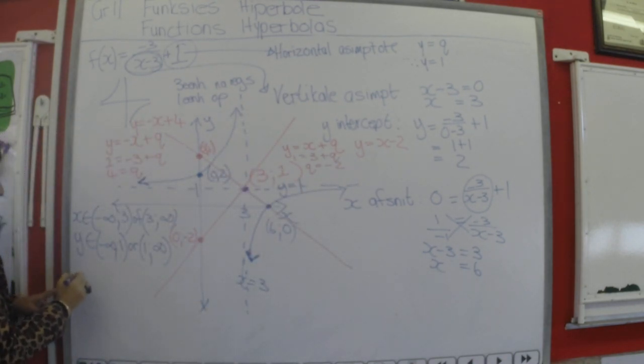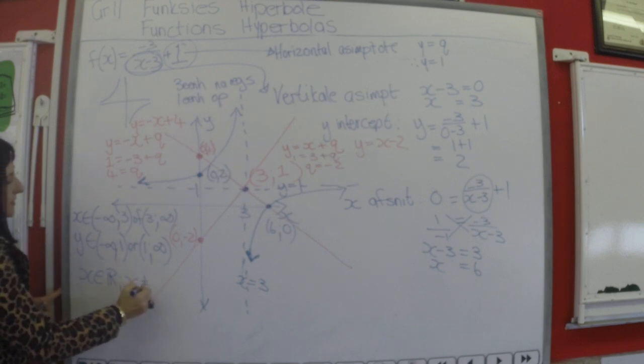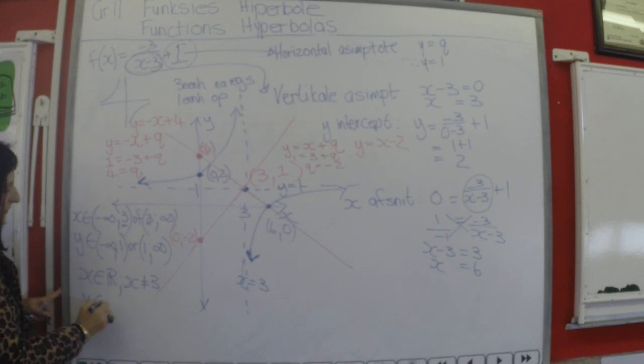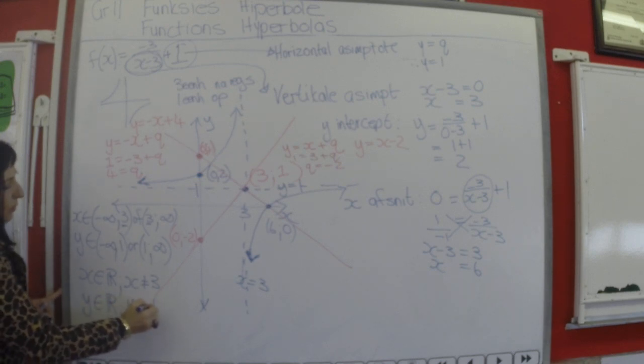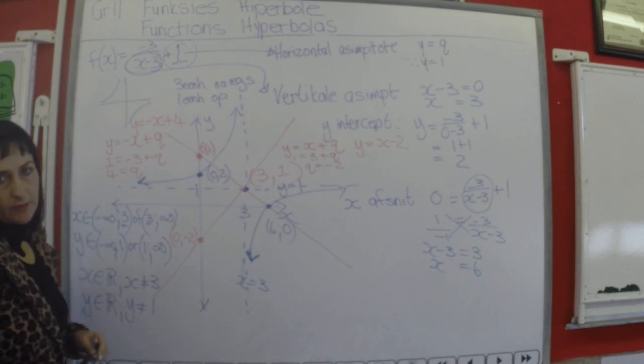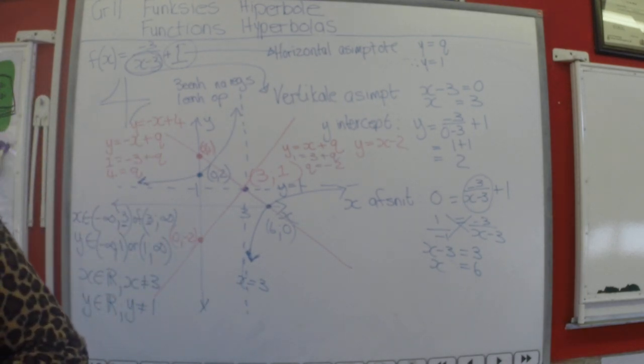Jy kan ook gaan skryf x is 'n element van die reële getallestelsel, maar x mag nie gelyk wees aan 3 nie. Y is 'n element van die reële getallestelsel. Y may not be 1. That's another way of writing it by saying exactly the same thing. Jy kan enige een kies wat vir jou die maklikste is.